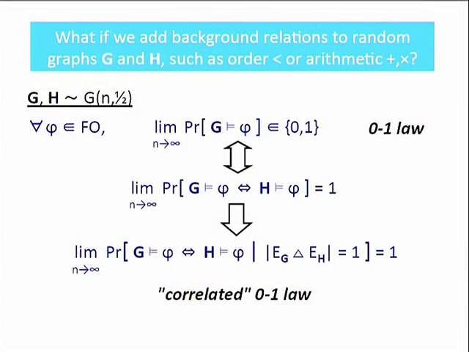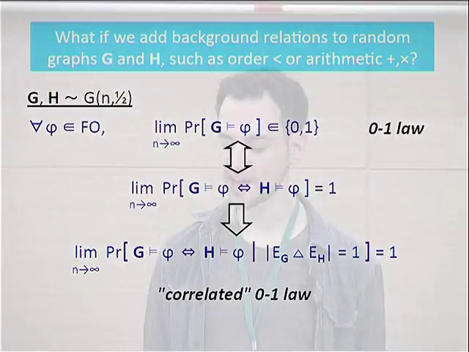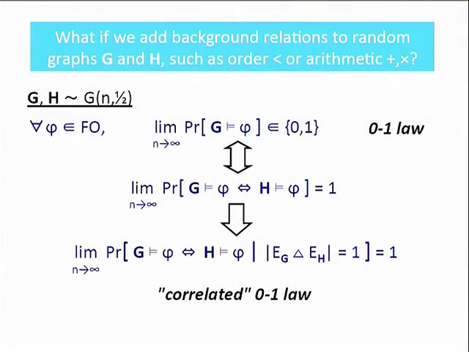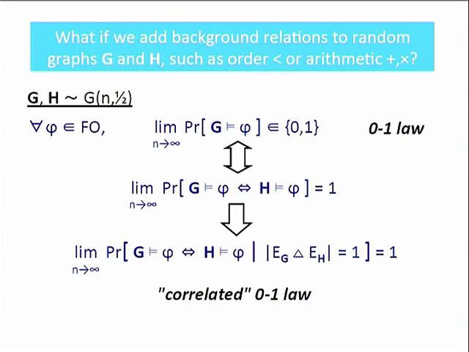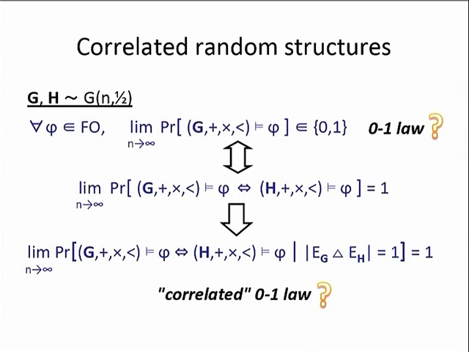It follows just from this. But now the question is, what if we add some background relations to our graphs G and H, such as a linear order or arithmetic? Then what happens to this correlated 0-1 law for such graphs? So now I'm going to add arithmetic predicates to the background of our graphs, plus and times and a linear order. What happens to this correlated 0-1 law?